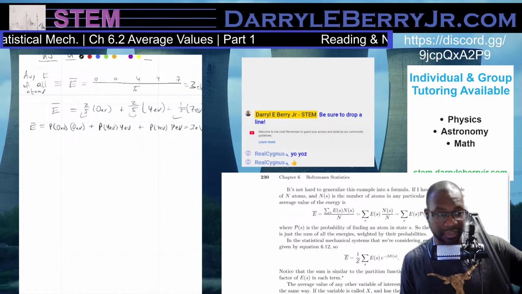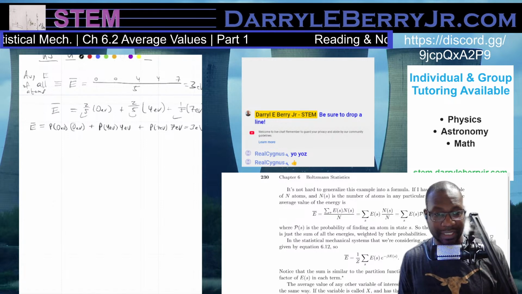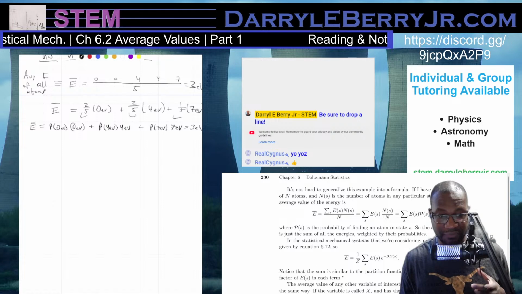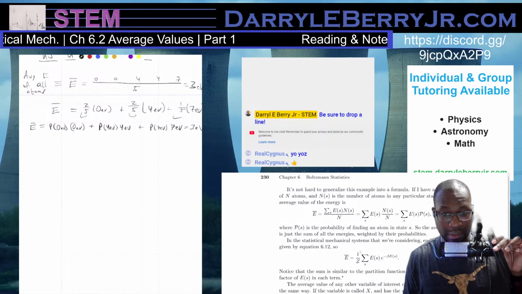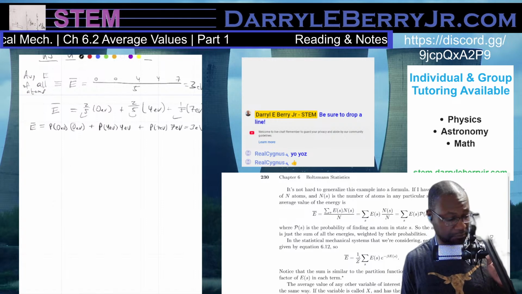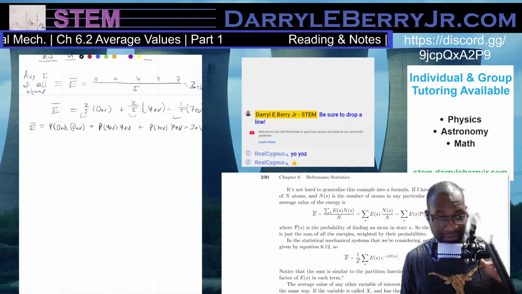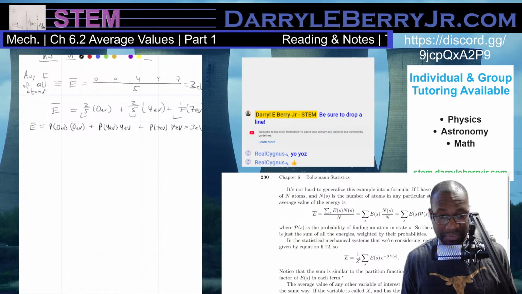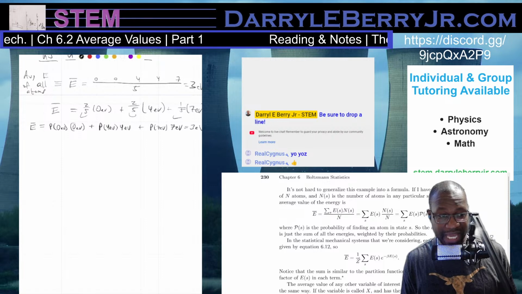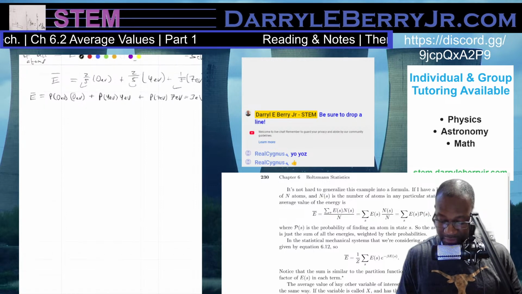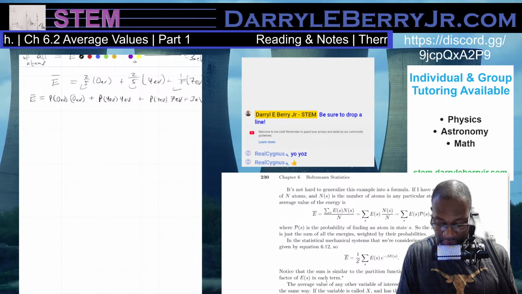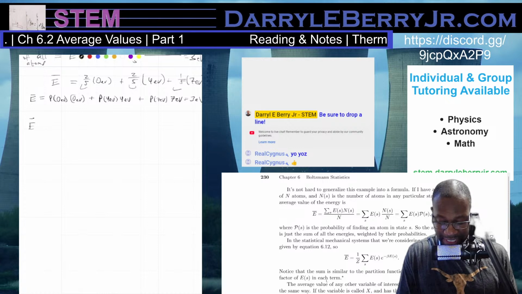And now I'm in new territory here. It's not hard to generalize this example into a formula. If I have a large sample of N atoms, and N_s is the number of atoms in any particular state s, then the average value of the energy is, right? So we're basically generalizing what I have here.